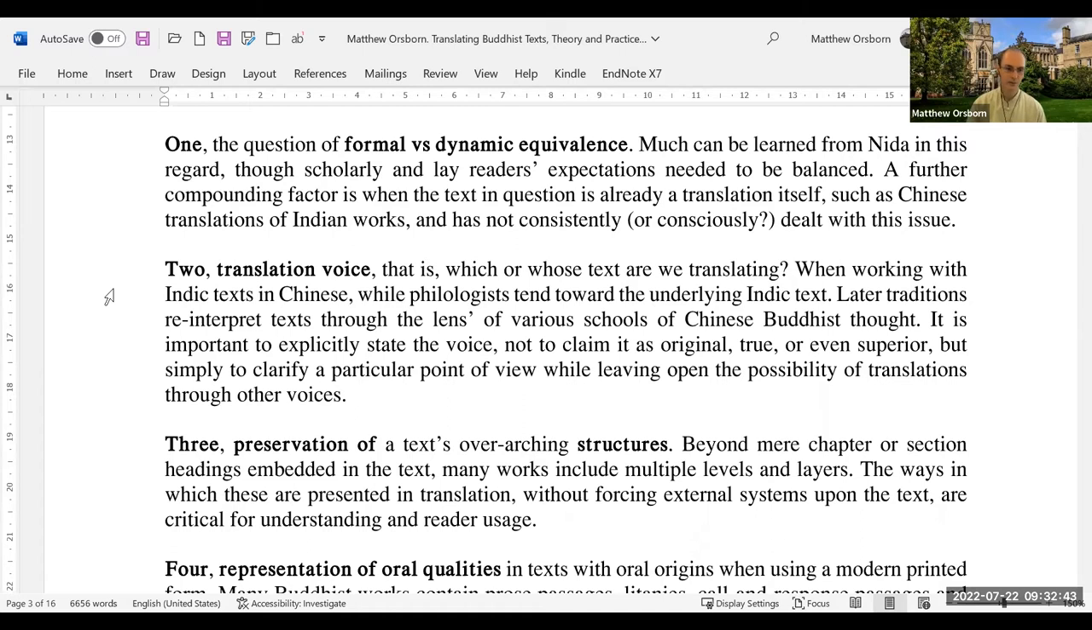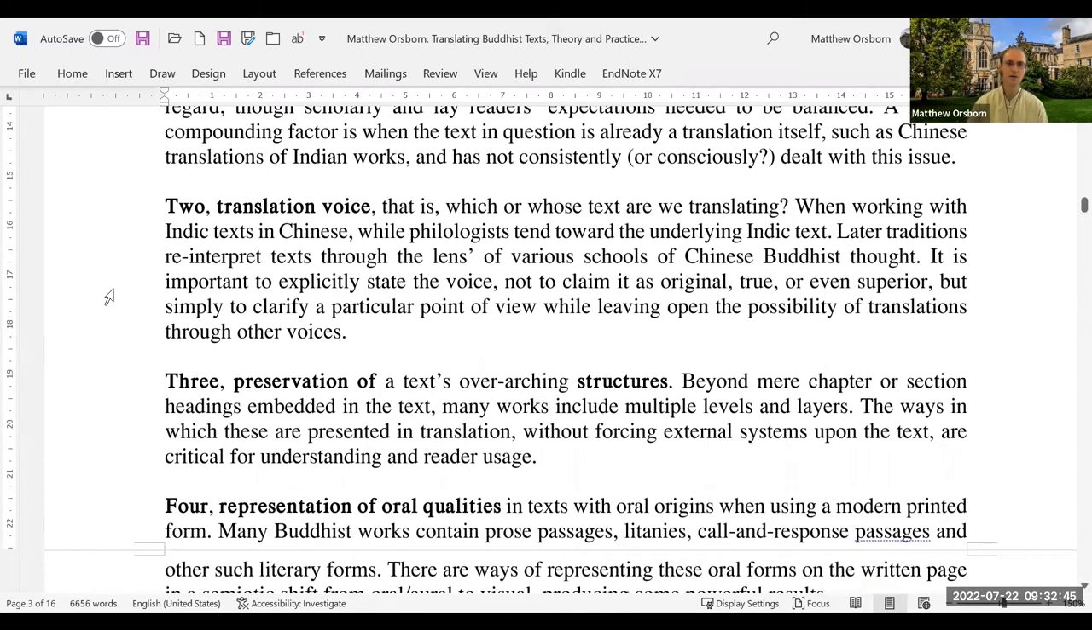And this connects with point two, which is the translation voice. That is, which or whose text are we translating? When working with Indic texts in Chinese, for example, while philologists tend toward the underlying Indic text, later traditions reinterpret texts through the lens of various schools of Chinese Buddhist thought. It's important to explicitly state the voice, not to claim it as original, true, or superior, but simply to clarify a particular point of view while leaving open the possibility of translations through other voices.